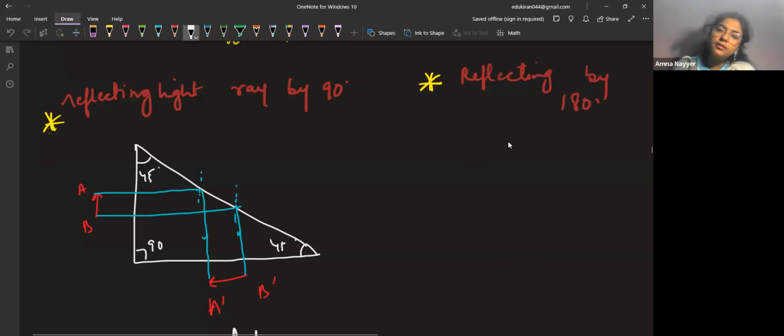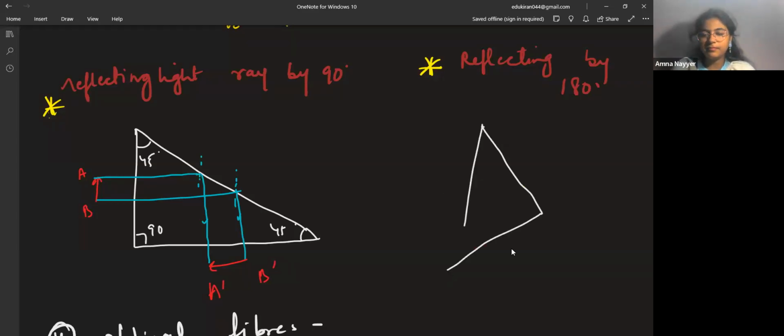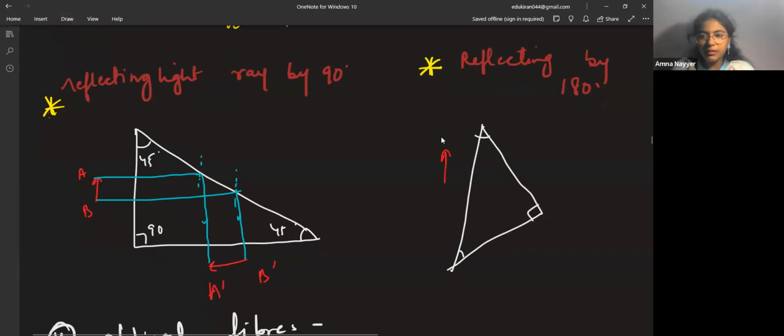For this, this is 90 degree, 45, 45. Now, here keep the image, object, sorry. AB, this light ray will go. They will get totally internally reflected. Now at this surface also they will get totally internally reflected.